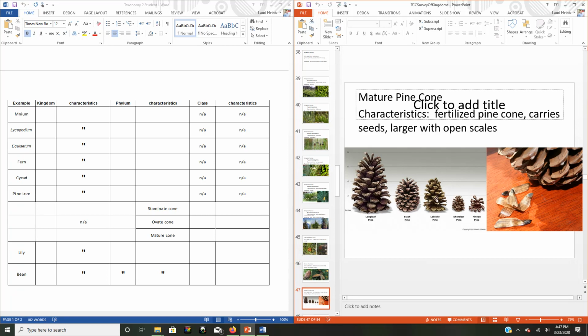After that, mature cone is the one that opens up all the scales so that the seeds can actually come out. And so this is the mature pine cone that makes for a wonderful weapon. If you have a brother or sister, you can chuck them at each other because they're actually really pokey and they can kind of suck.